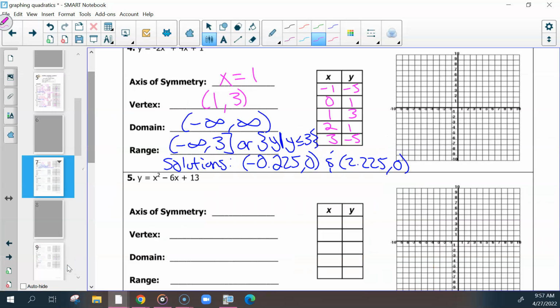And you could graph that on your graph. Next class, I will show you on the calculator how you would get these points.